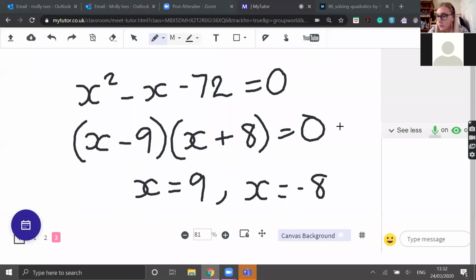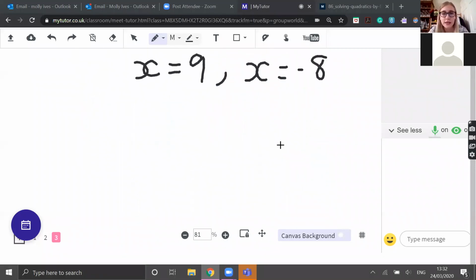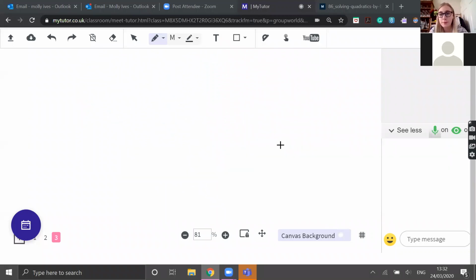Okie doke. We'll go over some slightly more complicated ones now where you have to do some rearranging, because these are the kind of ones that often throw people off because, like I said, you have to rearrange and then tackle it. So it's a couple of different skills.